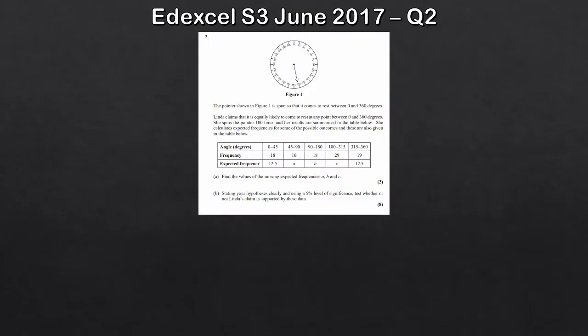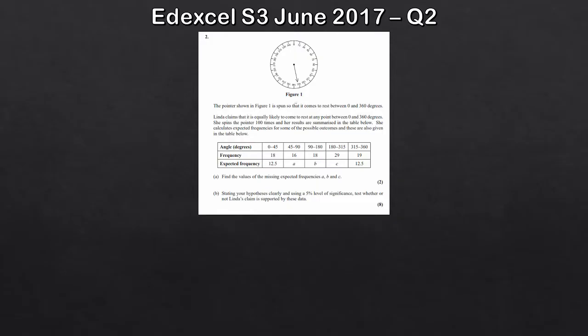Next question is actually taken from the old spec for the Edexcel for maths modules. This was S3, okay, so it's pretty much the last module. So 10 marks for it. The first part, you've just got to work out the missing expected frequencies. And then part B, we're just testing whether or not Linda's claim is supported. And basically, Linda's claim is that, what is it? I've not read it myself.